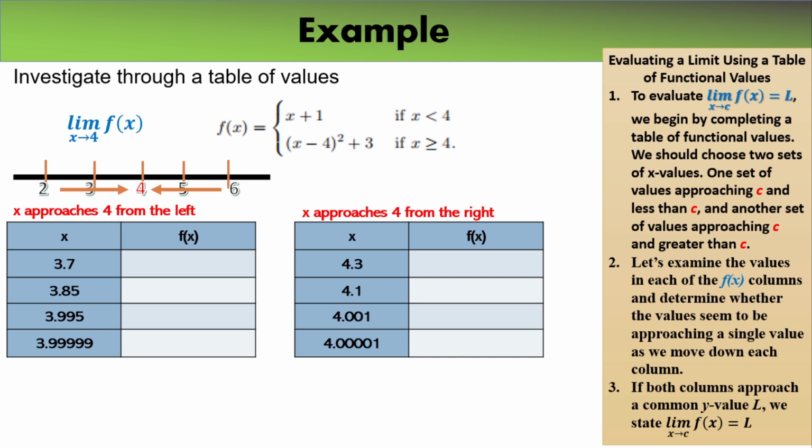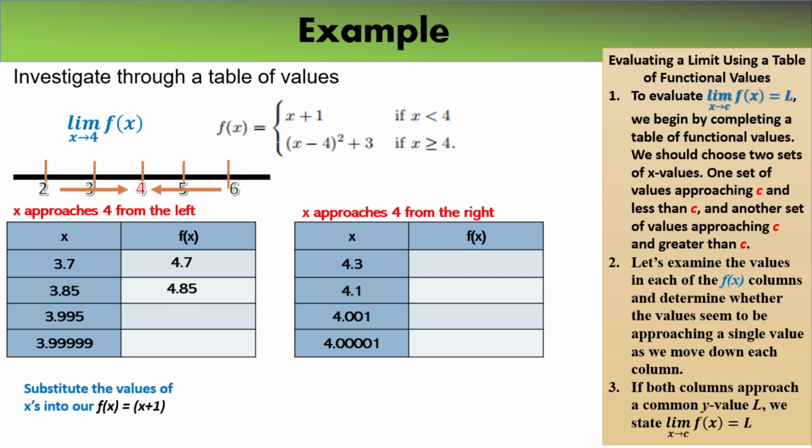So class, when dealing with piecewise function, mag-iingat tayo kung anong function ang gagamitin natin. So as x approaches 4 from the left, yung mga provided values ng left natin are less than 4. So anong gagamitin nating function? Ang gagamitin nating function ay x plus 1. Kasi ang f of x natin ay x plus 1 if x is less than 4. So substitute natin yung values sa ating f of x which is x plus 1. And then for x equals 3.7, ang f of x natin ay 4.7.